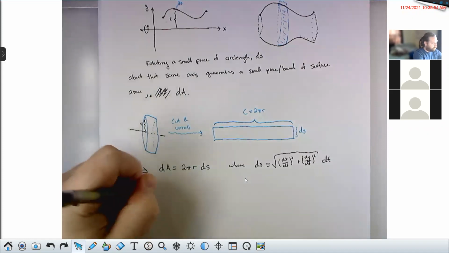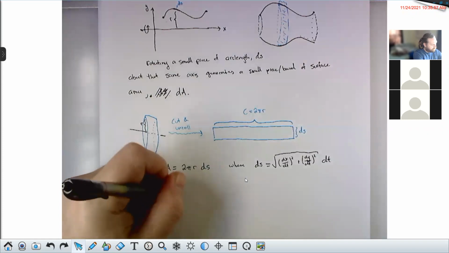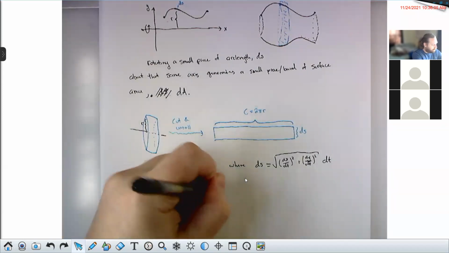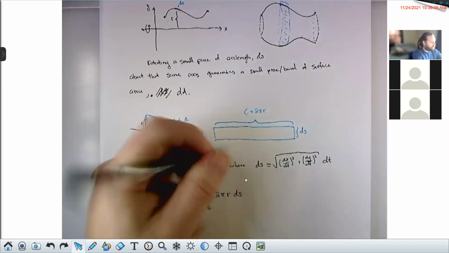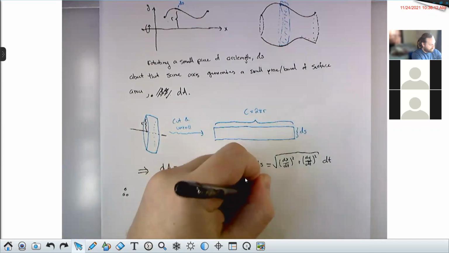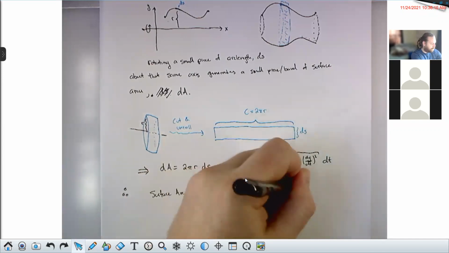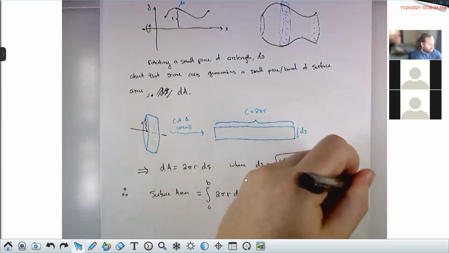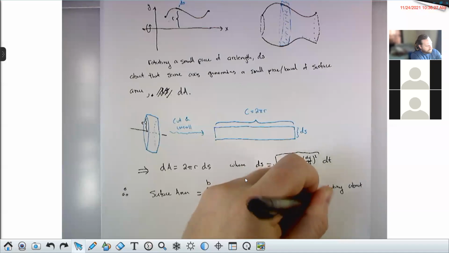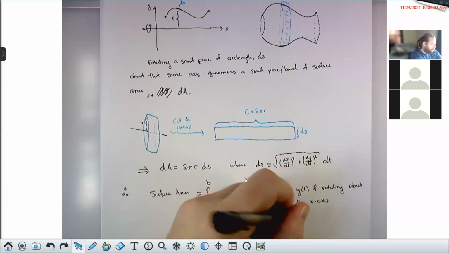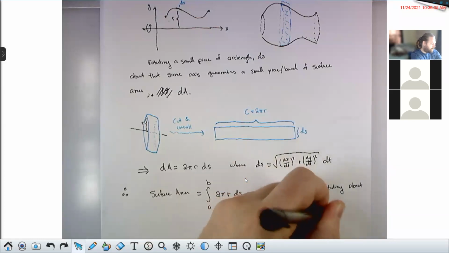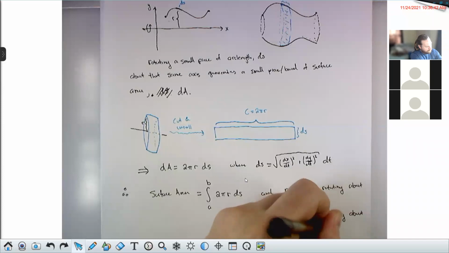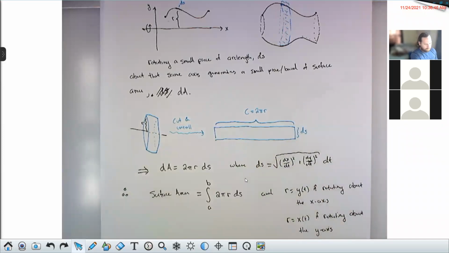So the conclusion here is that the surface area is equal to the integral from t equals a to t equals b of 2 pi r ds, where ds is that, and r is going to be the function y of t if rotating about the x-axis, and r is going to be the function x of t if rotating about the y-axis. And this is your formula.